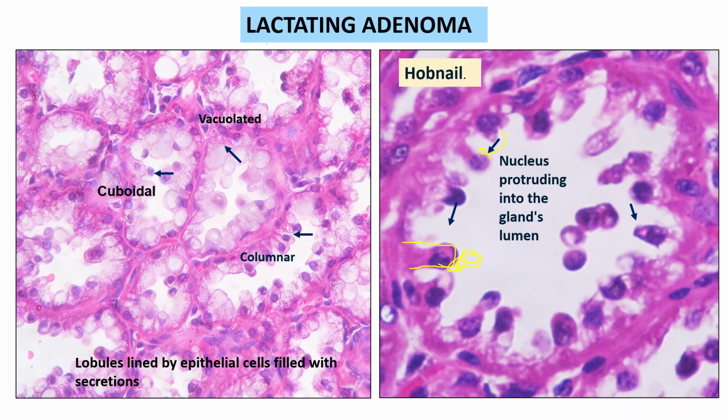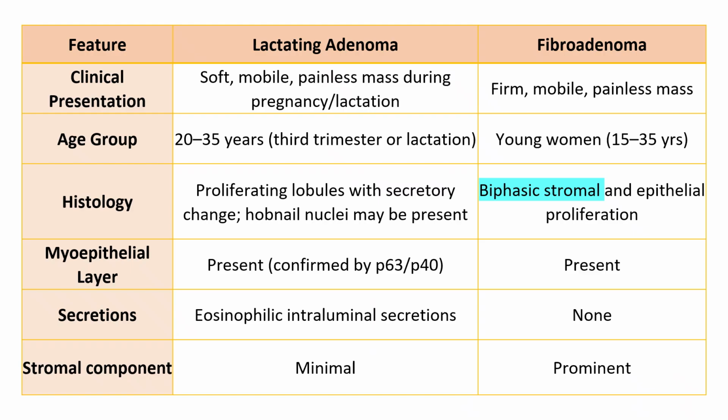So the final diagnosis will be lactating adenoma. These are the differences between lactating adenoma and fibroadenoma. Lactating adenoma usually presents in lactating mothers aged 20 to 35 years with a soft, mobile lump, painless during pregnancy and lactation. Fibroadenoma is a firm, mobile, painless mass which occurs in young women between 15 to 35 years. In histology, in lactating adenoma, proliferative lobules are seen with secretory change, and hobnail nuclei are the characteristic feature. In fibroadenoma, there is a biphasic pattern.